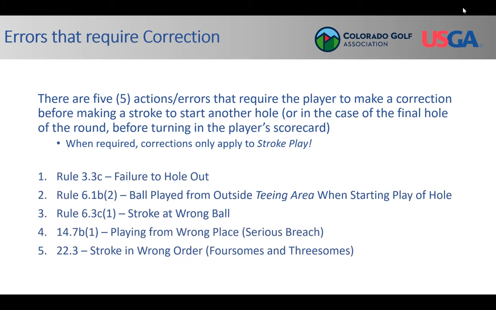Those are our five actions on the screen that require a correction in stroke play before we cross a Rubicon, that is, making a stroke to start the next hole or turning in our scorecard after the final hole of the round. We've got to make that correction before we cross that Rubicon. You'll see that they cross over a bunch of different rules. Like I said before, we're going to be jumping around to a few different rules: 3, 6, 14, and 22 over these next five slides. We'll see a little bit of how each of these things functions and how they work.